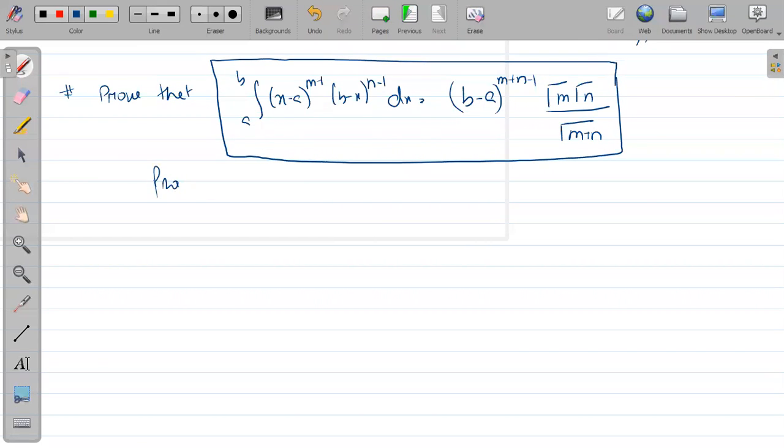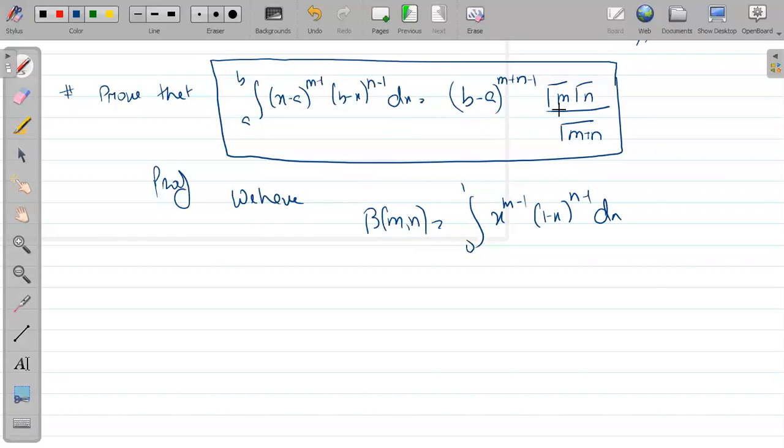For the proof, very simple proof: integral of (x minus a) to the power m minus 1 and (b minus x) to the power n minus 1. We have to prove this one. The beta of m comma n is what? The powers are m minus 1, n minus 1. But here, b minus a is multiplied. So basically we have to consider a substitution such that b minus a should be in the denominator. So I am considering the substitution x equal to t minus a by b minus a. Why? Because b minus a should be in the denominator.